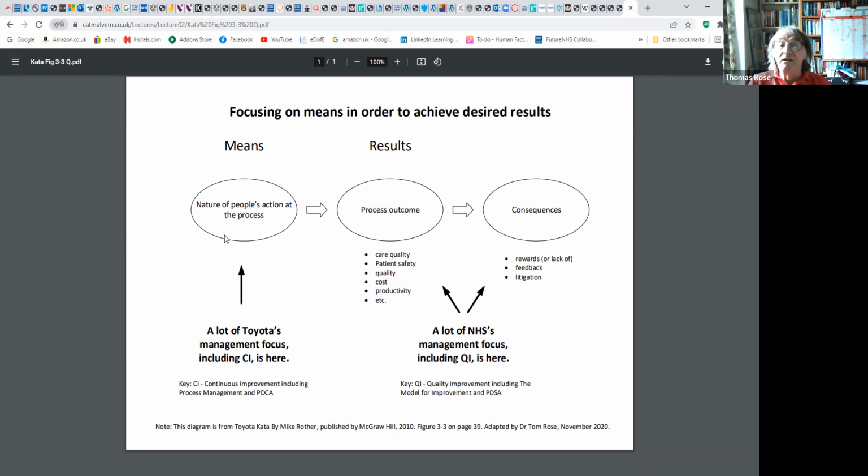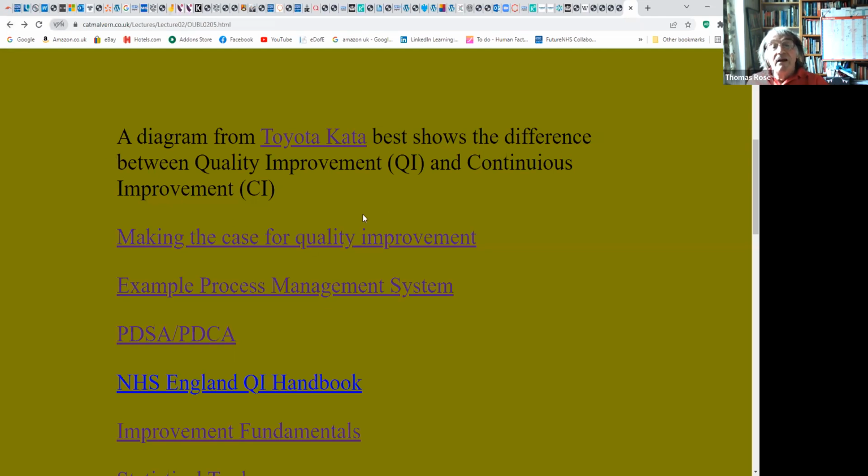And I think that NHS trusts need to start looking at the standards that they should be meeting in order to stop failing or getting poor reports from the CQC. That's an interesting view, isn't it? The diagram best shows the difference between quality improvement and continuous improvement.